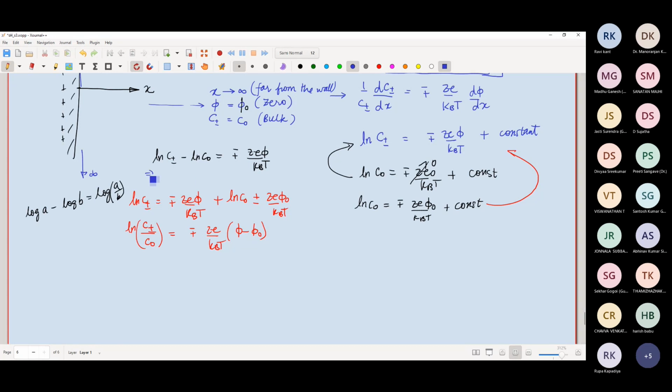So this expression over here yields log of C plus minus over C naught is equal to minus plus Zd phi over kBT. Now let us work with this where the potential becomes zero. So when we simplify the blue expression, we have C plus minus is equal to C naught exponential of minus plus Zd phi over kBT. This particular expression is called the Boltzmann distribution.